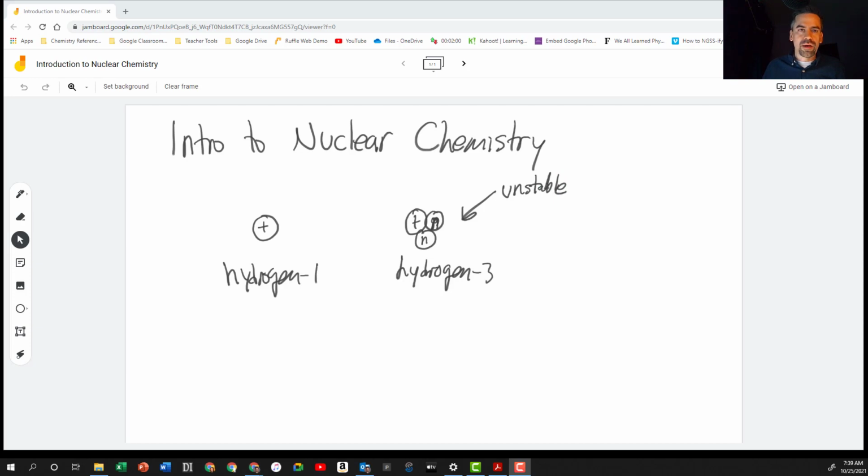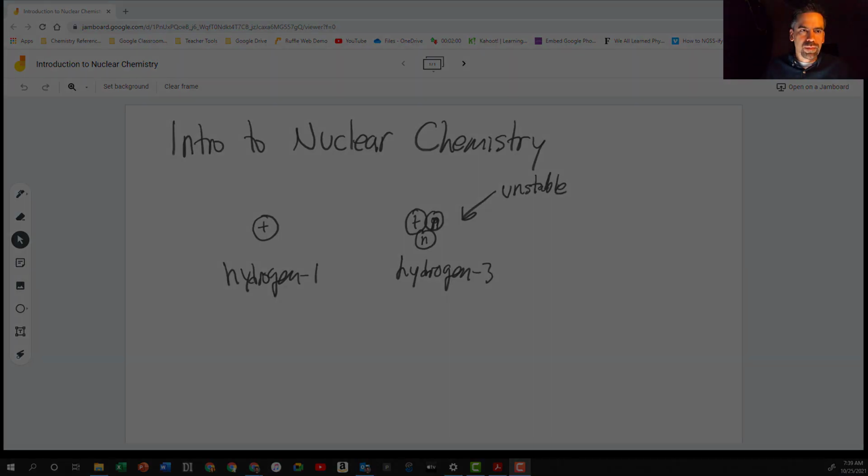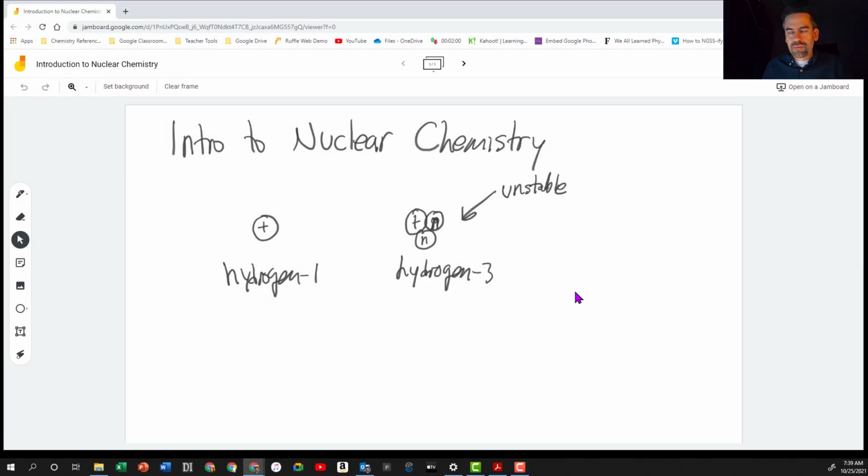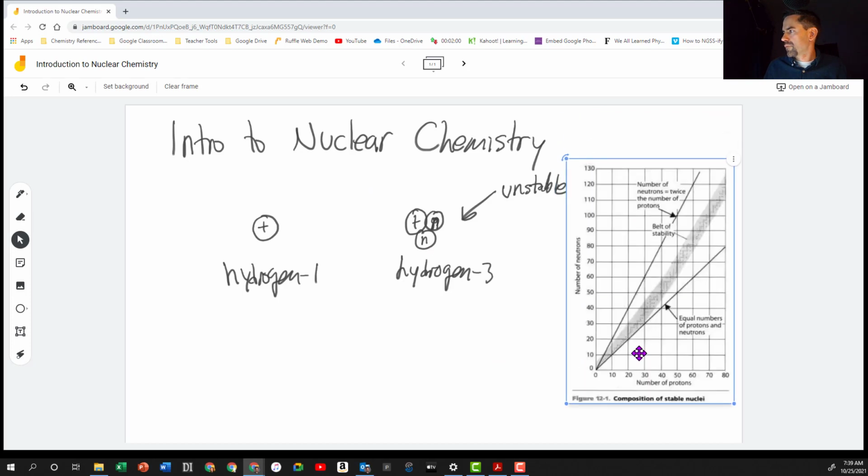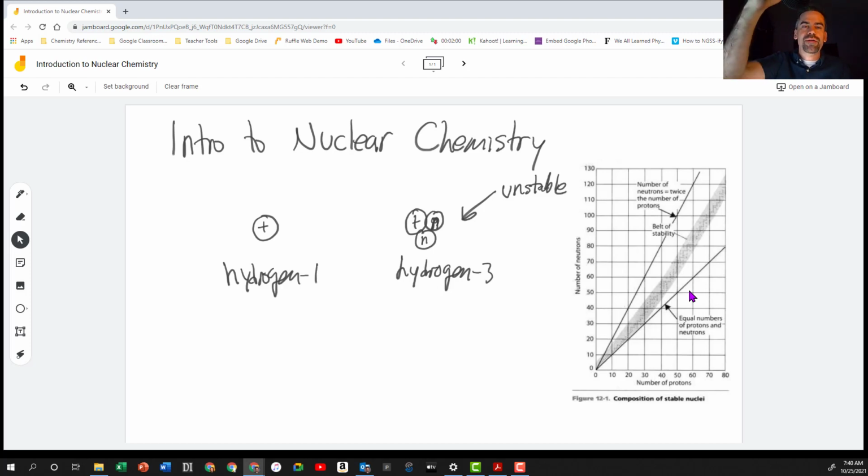To describe atoms and their stability, you can take the ratio of their protons and neutrons. I'm going to put a picture here. It's called the belt of stability, where the atoms are stable inside of this range when the number of protons is, say, 50 and 70 neutrons. That would be a stable atom. If it falls outside of that, then you're going to have an unstable atom, and the particles will decay by nuclear means.